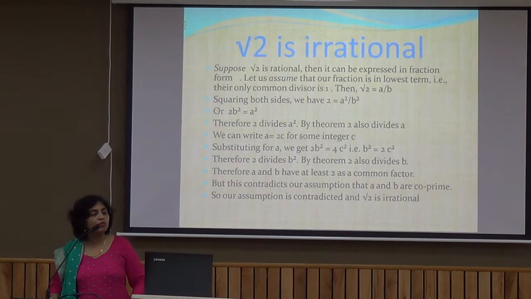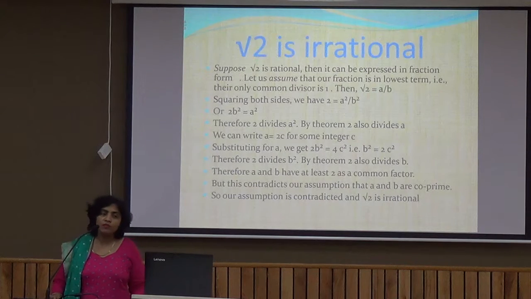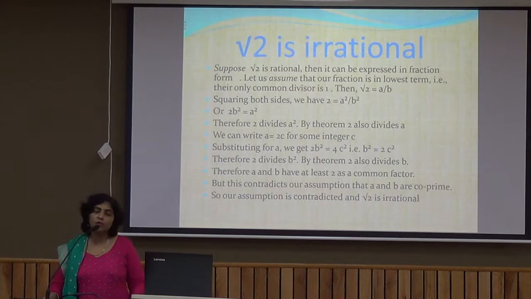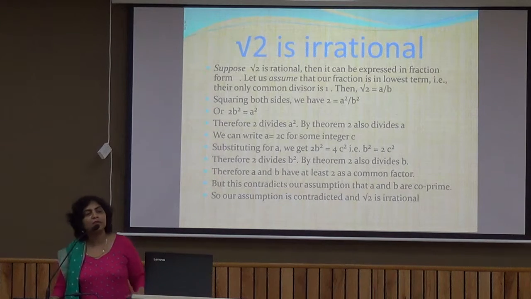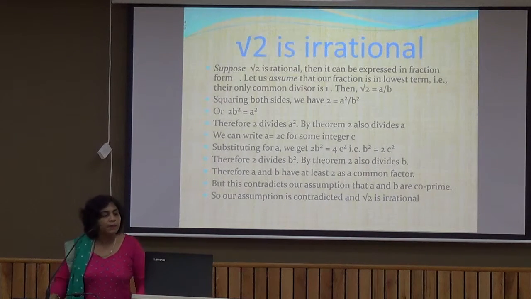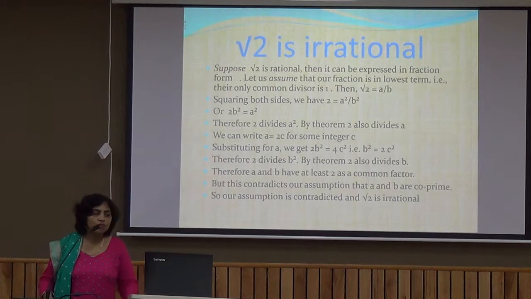Let's prove square root 2 is irrational. So with the help of this we can prove that square root of every prime number is irrational. To prove that, we take a contradiction. Let's say that square root 2 is rational. When we say that square root 2 is rational, that means it can be represented in the form of P upon Q or A upon B, where A and B are integers and B is not equal to 0.